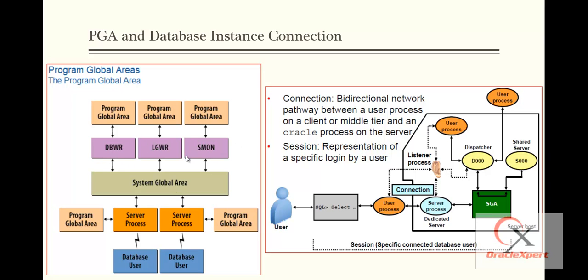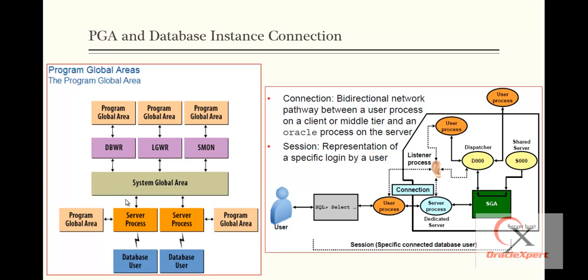If you see here, for the various background processes such as DBWn, the log writer, the SMON, or for that matter any server process that I run, each of these processes would need its own privately held memory which is non-shareable in nature. This is what is called the program global area.